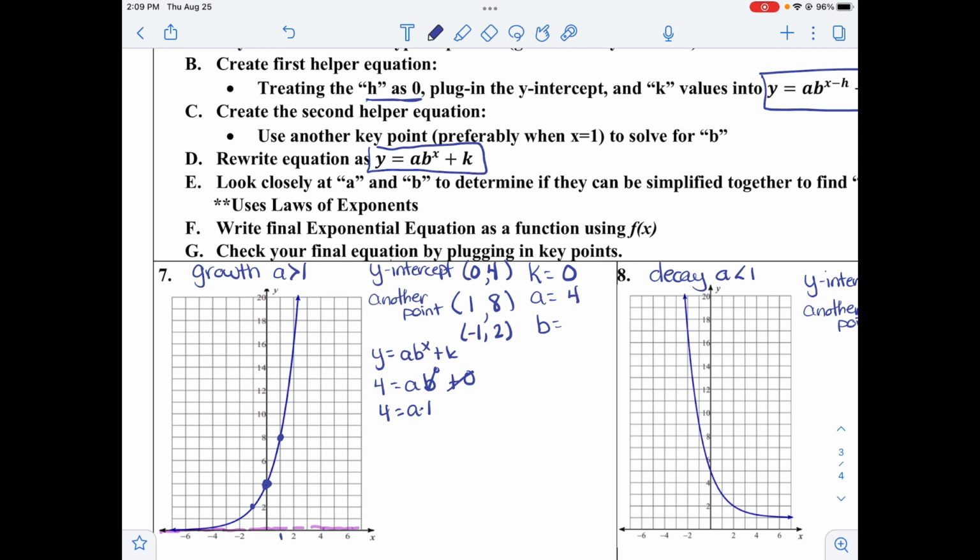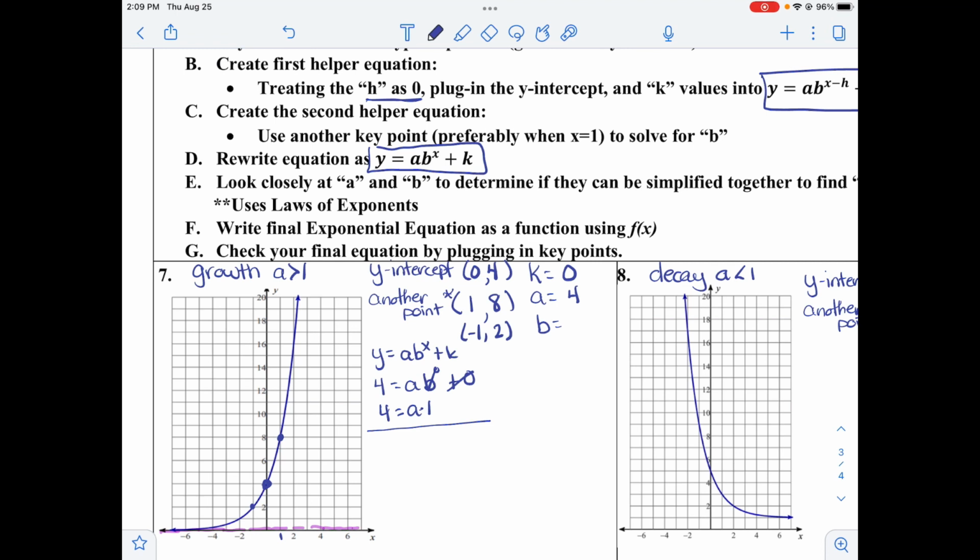But now we have proof. So now we're going to make a second equation. I'll make a little line here. And this time we're going to use another point. We're going to use this point where it's 1 and 8. We could use the negative 1 and 2, but I like to have the x values be a 1 of some kind, preferably a positive.